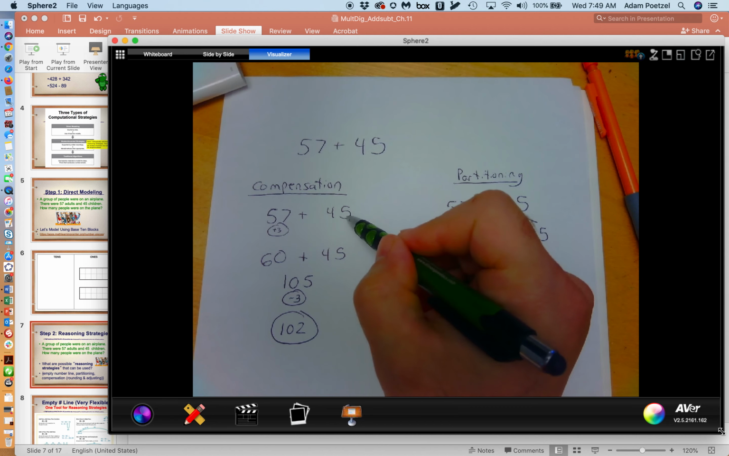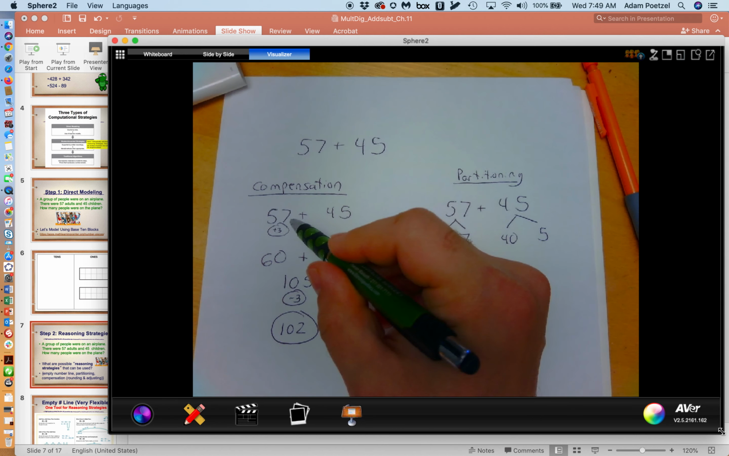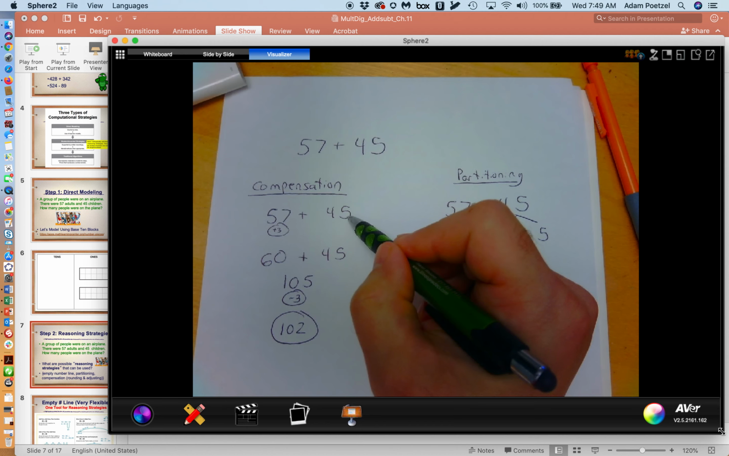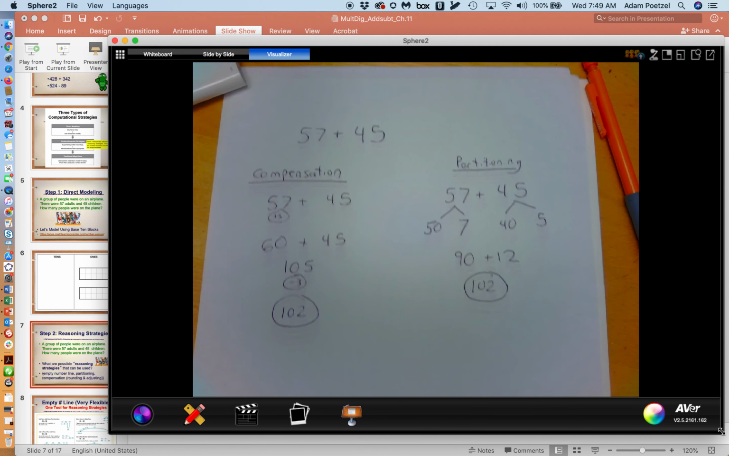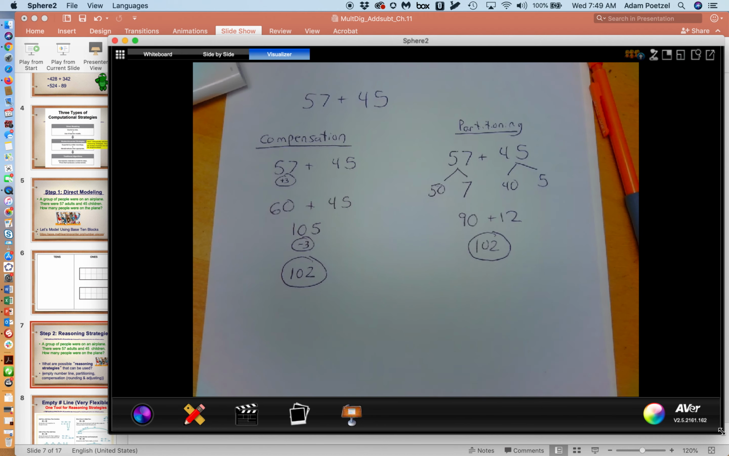I could have rounded this up to 50, because I like 50s. 57 plus 50, well, that's 107. But then take away the 5 I compensated with, and I'm back to 102. And these strategies are just some examples here, ways of making sense of it.